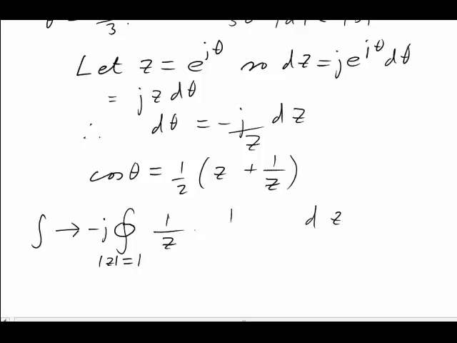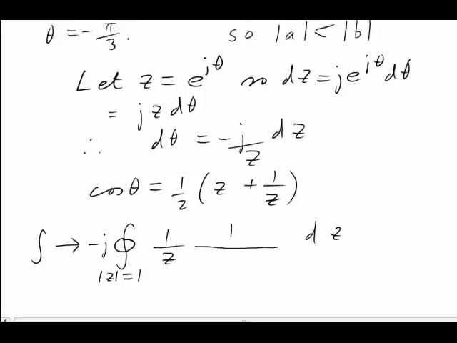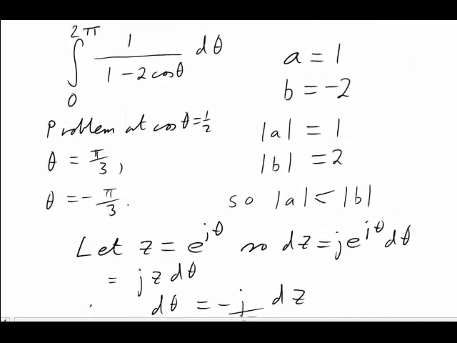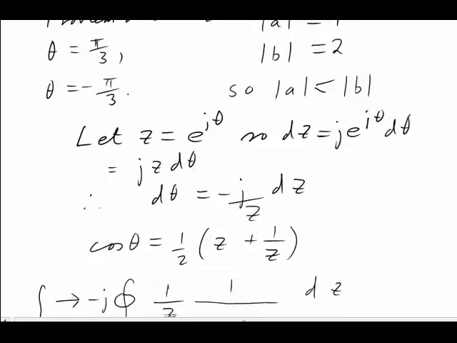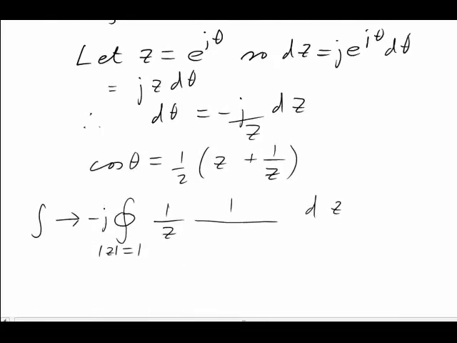and then 1 over, and what was the function? It was 1 minus 2 cos theta. So that's 1 minus, and for 2 cos theta I've got 2 halves, makes 1, so just 1 minus z plus 1 over z. So far, no problem.